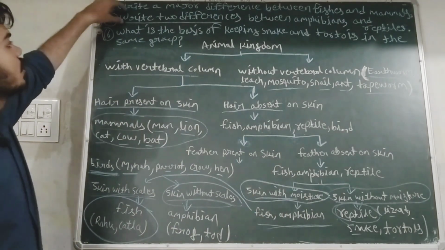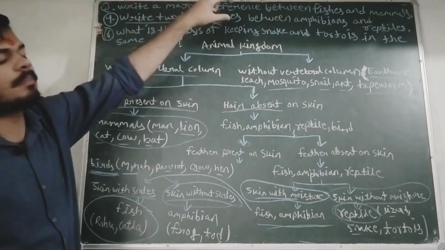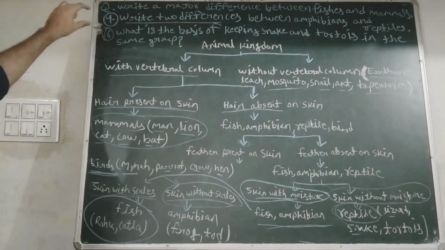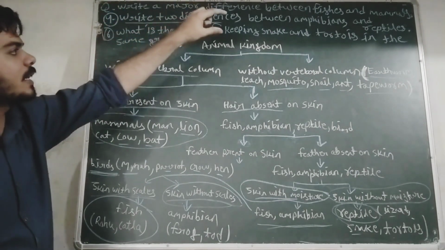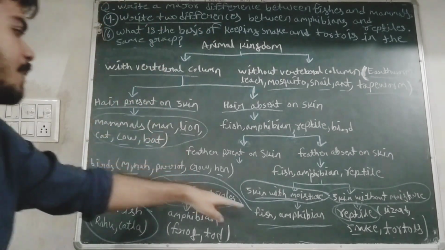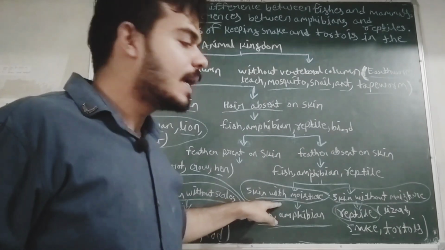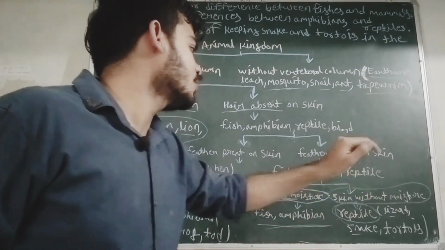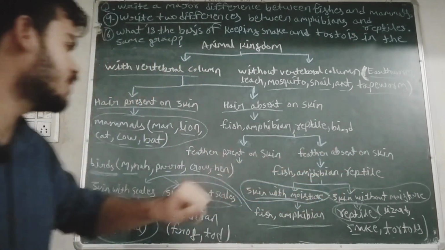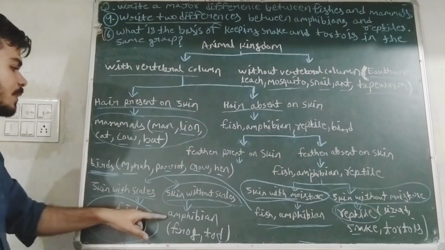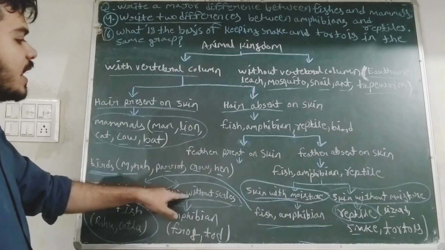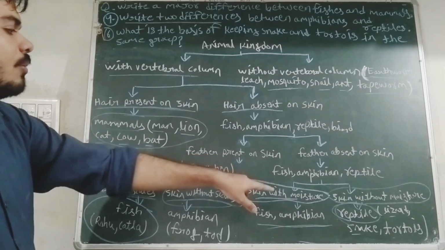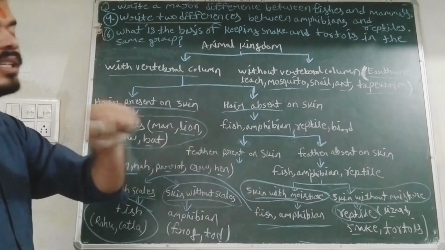So the question is, write two differences between amphibian and reptile. The answer: first, amphibian has skin with moisture and reptile has skin without moisture. And the second difference is amphibian has skin without scales, but reptile has skin with scales.